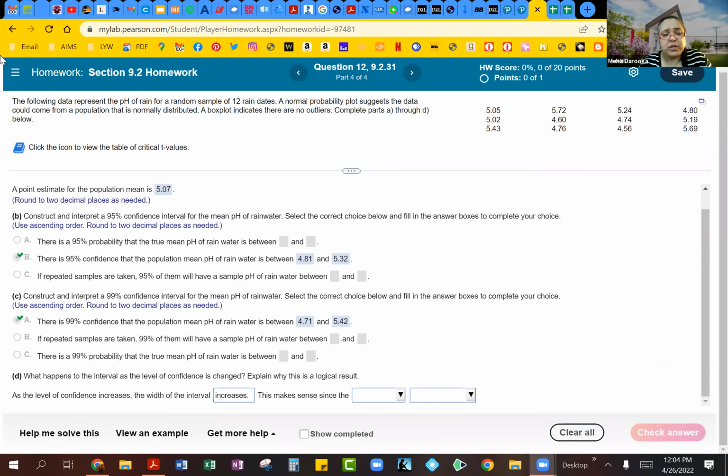So the width of the interval increases. This makes sense since we're not talking point estimate, we're not talking sample size, we are talking about margin of error, because your margin of error has increased, as I was trying to explain to you earlier. So as the level of confidence increases, that means you're actually going to see more error. So your margin of error is also going to increase.